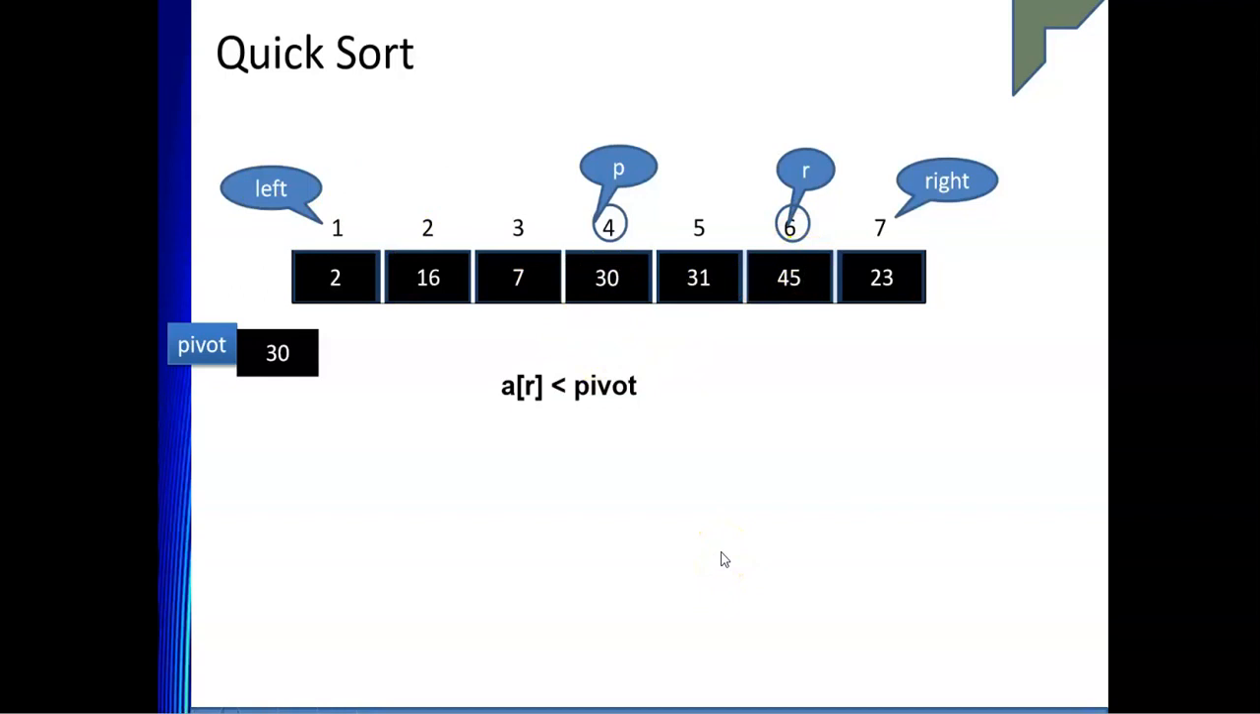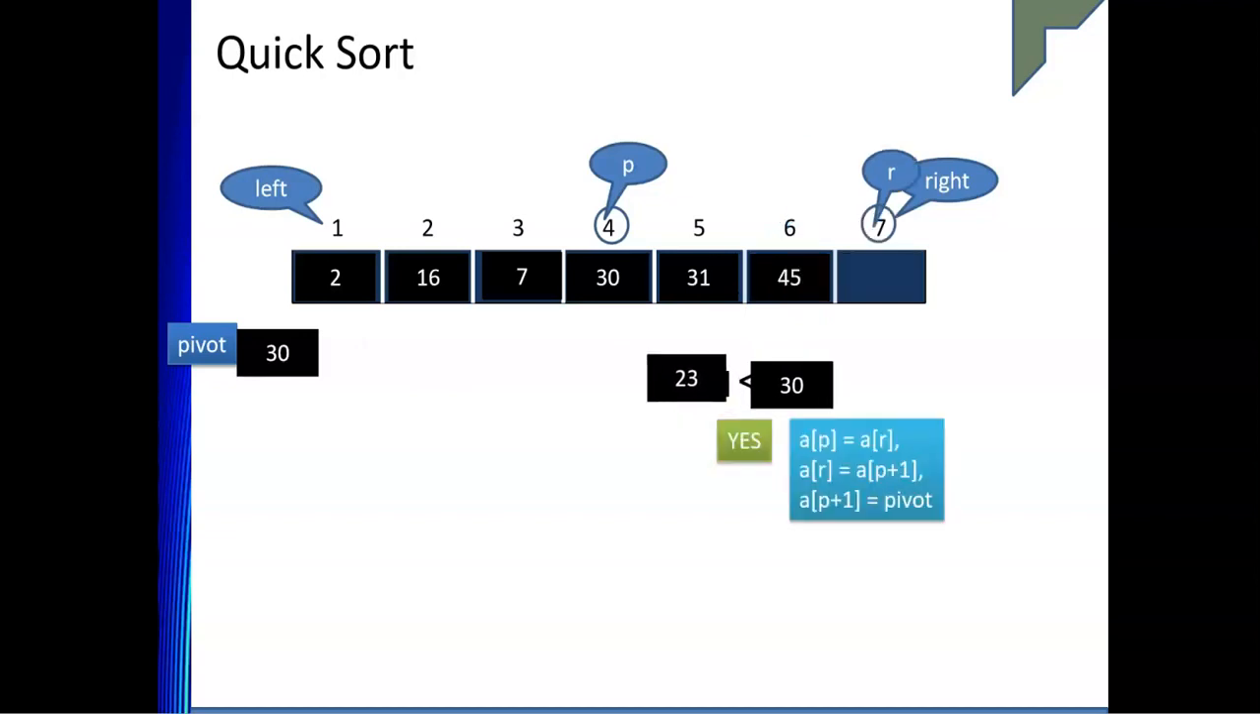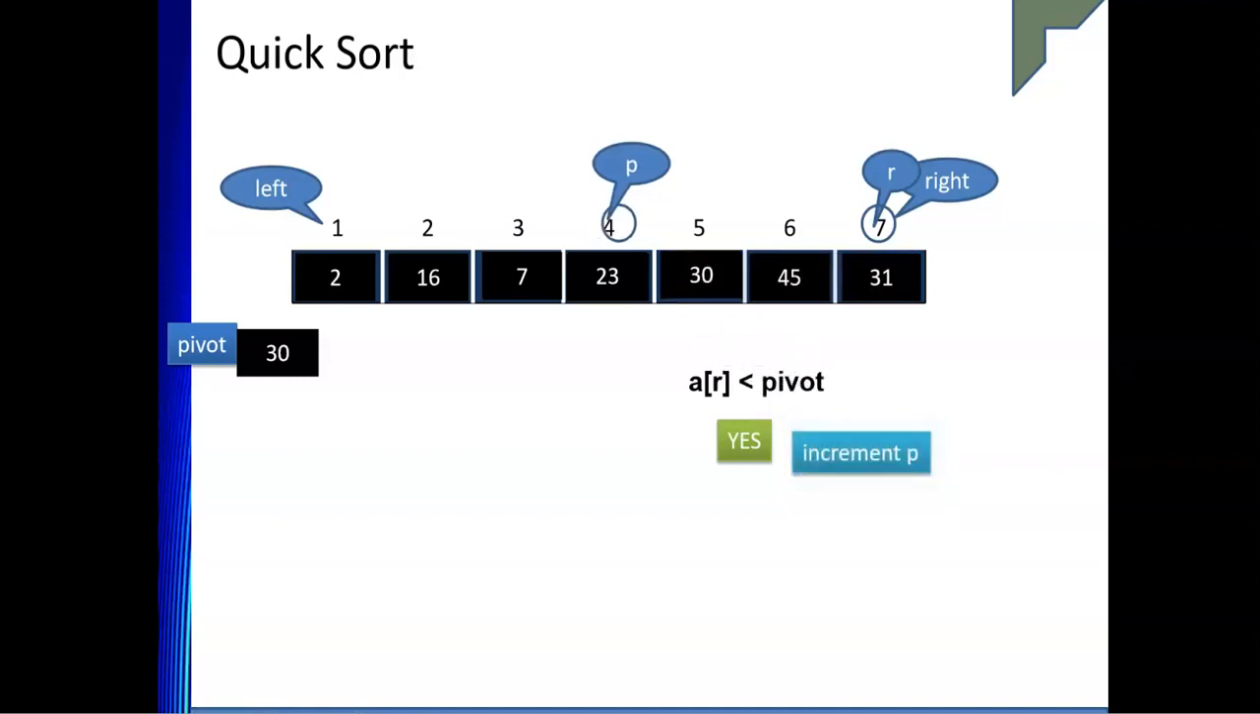Next I check with 45, nothing, not required. Then I check with 23, yes. Then again I have to bring 30 to 31. So now 31 is shifted to 7's position, and then we have 30 here.